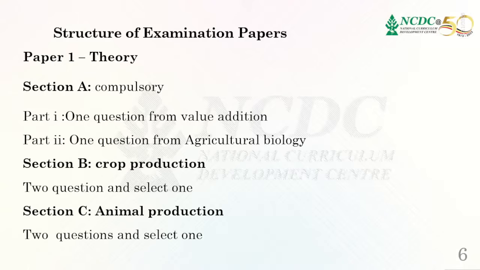Then section B, we shall have crop production, and in this we shall have 2 questions where the learner selects 1. The same applies to section C, which is animal production. We shall have 2 questions and the learner should select 1. So in total the learner is supposed to have 4 questions done, 2 questions from section A, and then 1 question from section B, and 1 question from section C. The paper will take 3 hours of the time.